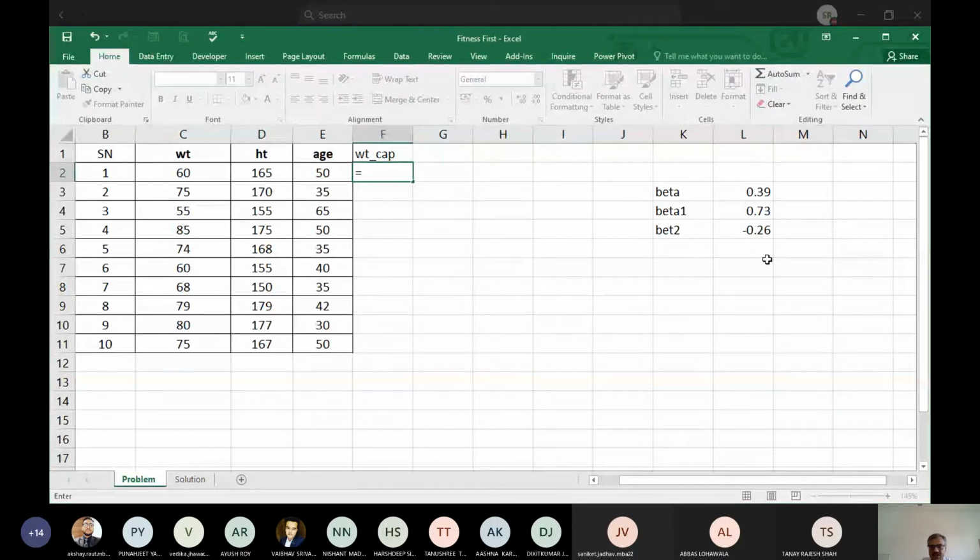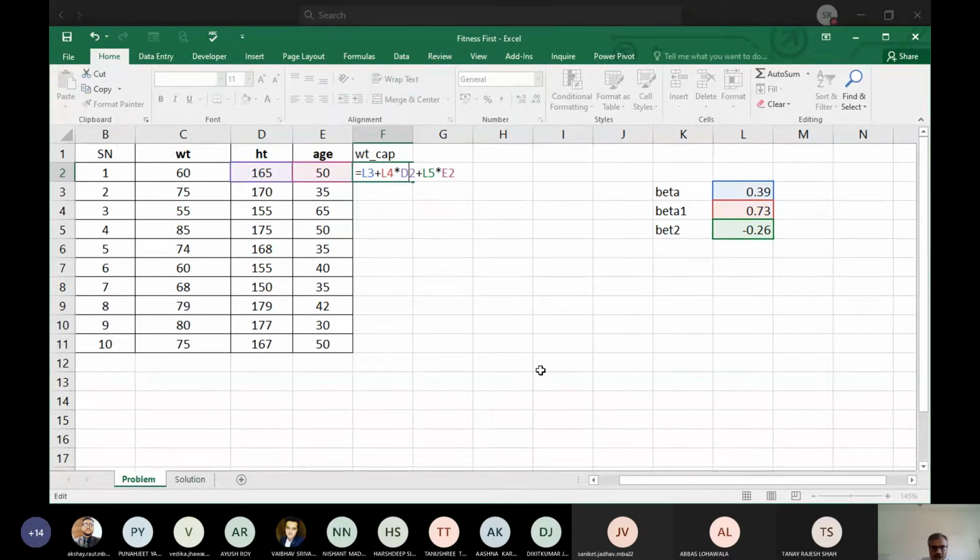What is the equation? The equation is the constant beta 0, plus this is the beta 1 value, and I'm multiplying it by the values of height. Height is x1, so the coefficient of x1. I hope this is clear. Yes, sir. And I'm adding one more term here, multiplying it with the h.